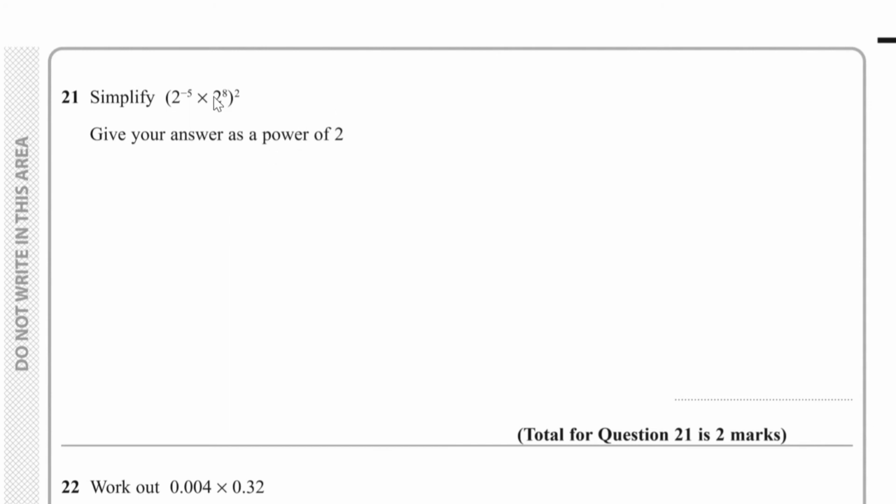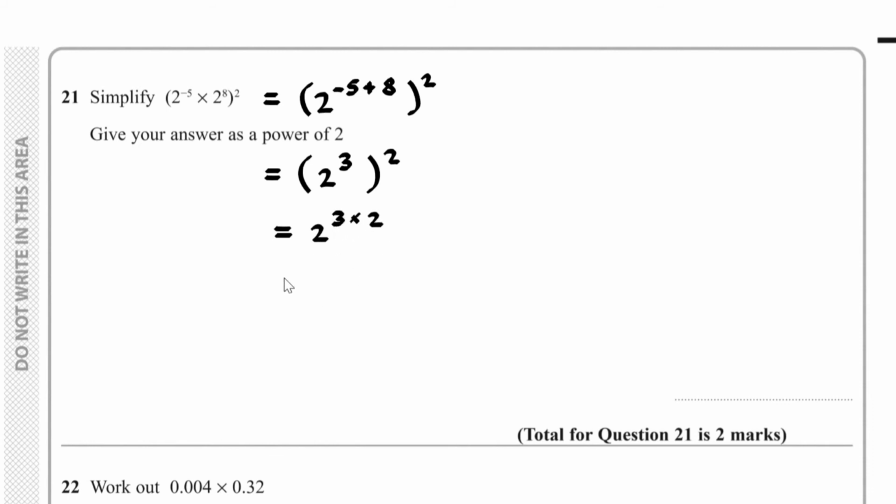Question number 21. We've got 2 to the minus 5 times 2 to the 8, all to the power of 2. We have to give our answer as the power of 2. Well, 2 to the minus 5 times 2 to the 8, because we've got the same base and we are multiplying, we would have to add the powers, like so. So I've got 2 to the minus 5 plus 8, and all of this is being squared. So, inside the bracket, we've got 2 to the 3, and then I'm squaring that. So I've got 2 to the 3 times by 2, which is 2 to the 6.